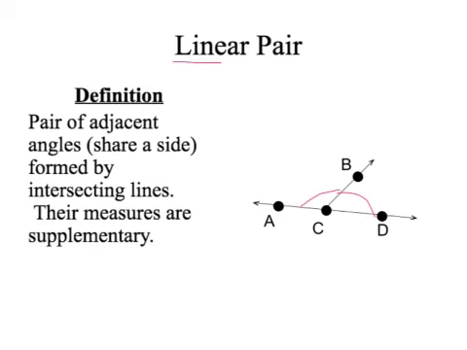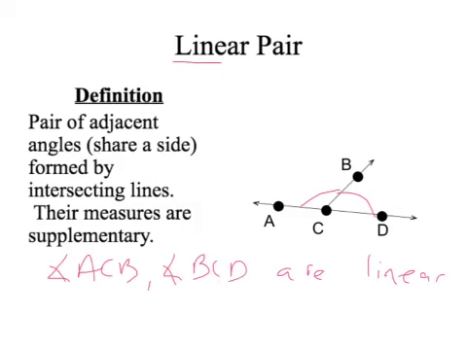So I can say that angle ACB and angle BCD are a linear pair. When you think of linear pair, think of a straight line. A linear pair equals 180 degrees because a straight line equals 180 degrees. So therefore, a linear pair is supplementary.